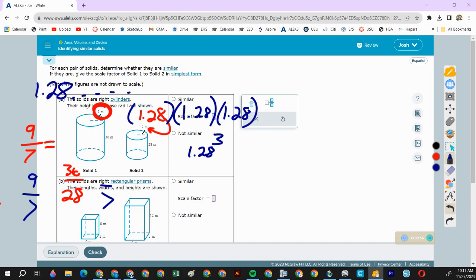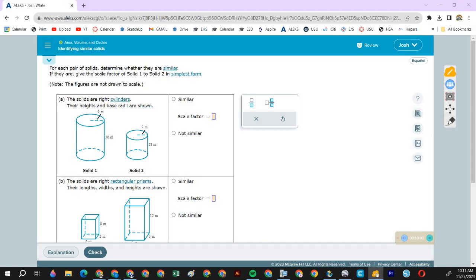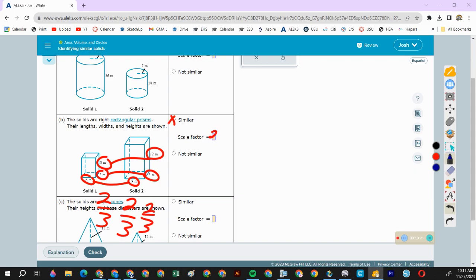Okay. All right, let's check proportionality on the second one. So 6 divided by 9 is 2/3. 2 divided by 3 is 2/3. 8 divided by 12 is 2/3. Are they similar? Yes. What is the scale factor? 2/3.